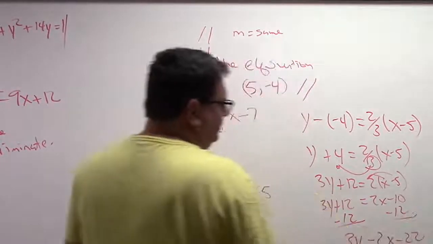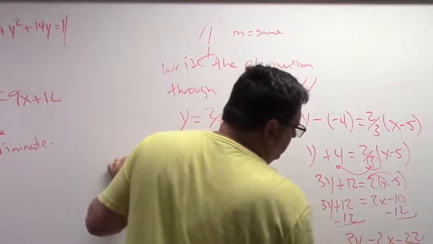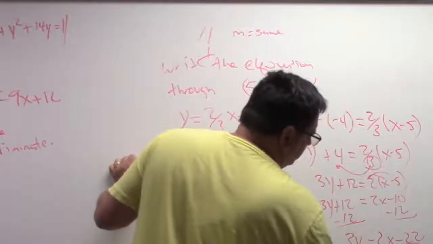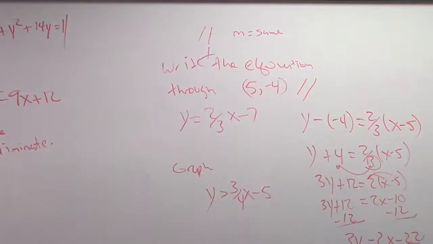2x minus 22. Divide by 3, divide by 3, divide by 3. y equals 2/3 x minus 22 over 3. Yeah? Enzo, we good? Gabby, we good? Yes.